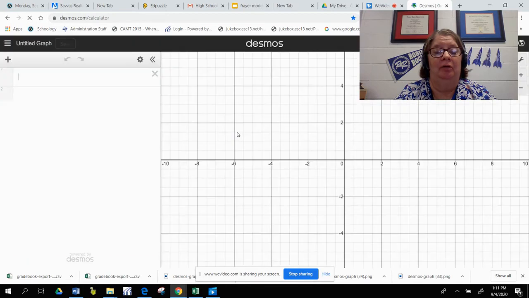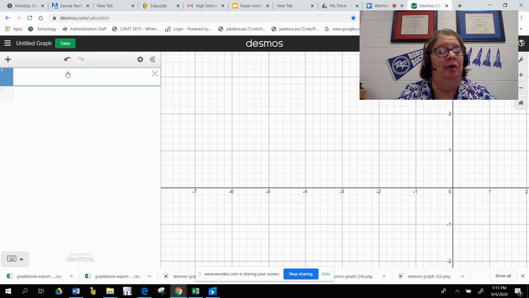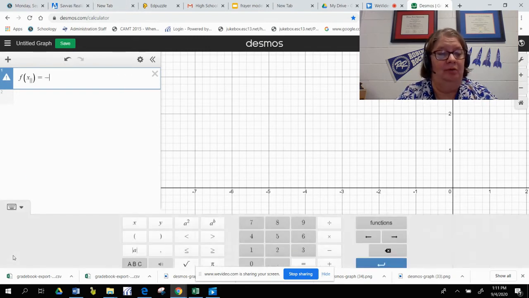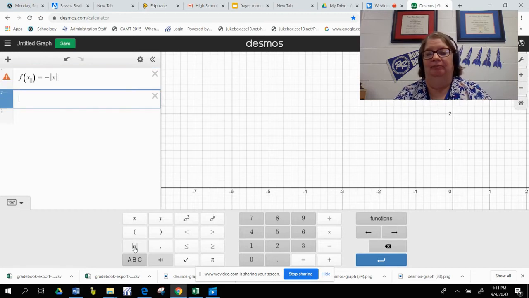So what we were talking about, we've learned that the K, or a number added or subtracted outside, moves the graph up. A number added or subtracted inside moves the graph left and right, and it appears to be backwards. If we have a negative in front of this absolute value, do you remember what the parent function looked like? Absolute value of x looks like a v. What does negative absolute value of x look like?